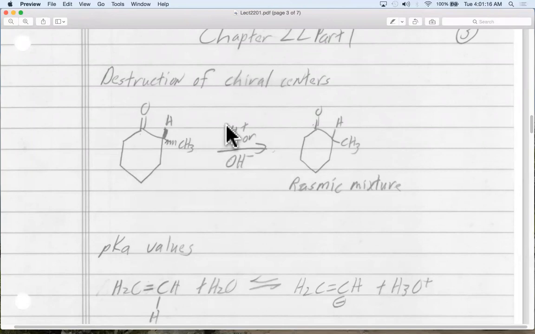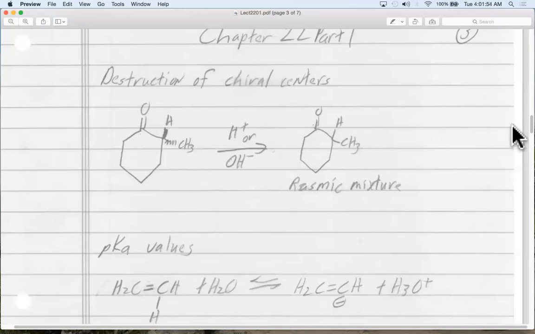So if we were to just add a small amount of acid or base to this compound, it would destroy the chirality of that. Because remember what happens, this H gets pulled off, and when it gets put back on later on, it may or may not go to the same side. So therefore, whenever we have something that has a hydrogen in the alpha position, and that carbon happens to be chiral, that chirality is easily lost, either in acidic or basic solution.